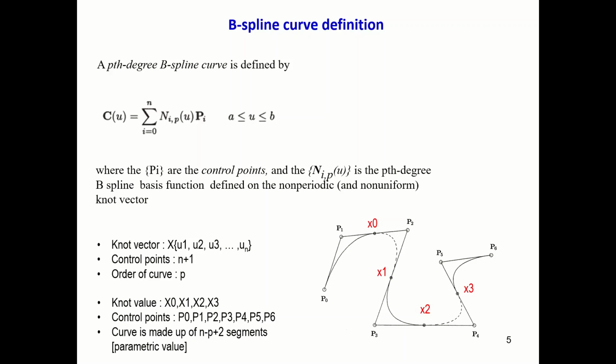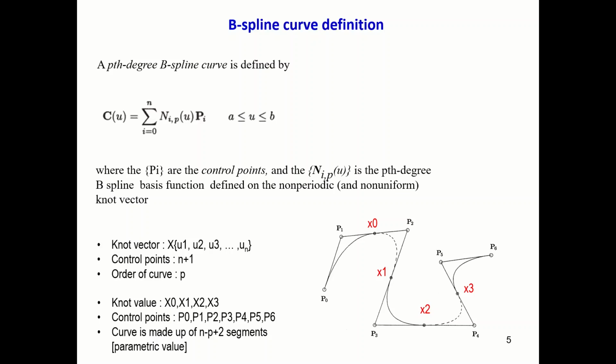B-spline curve definition. A pth degree B-spline curve is defined by C(u) equals the summation from i equals 0 to n of N_i,p(u) times P_i, where P_i are the control points and N_i,p(u) is the pth degree B-spline basis function defined on a non-periodic and non-uniform knot vector.